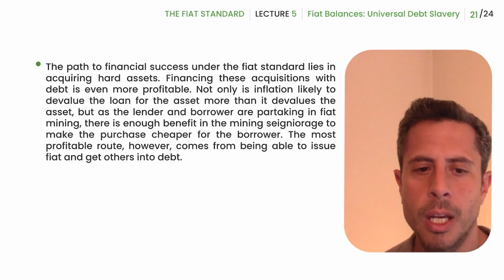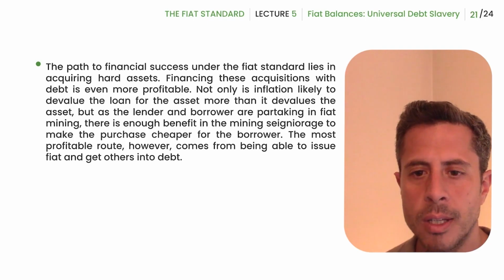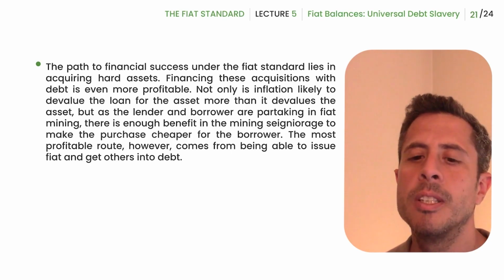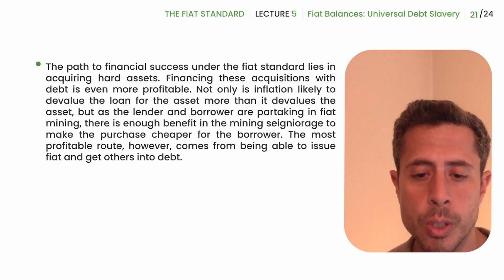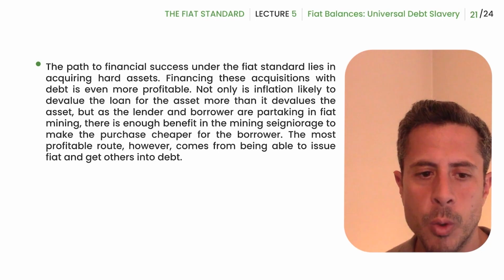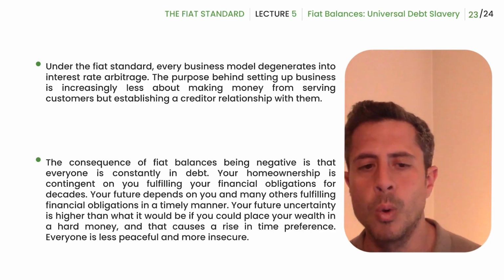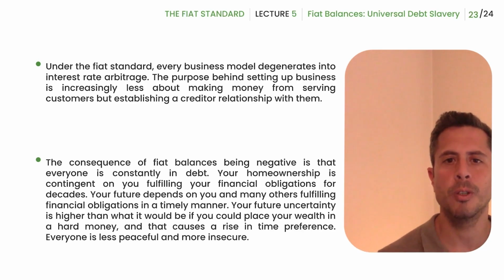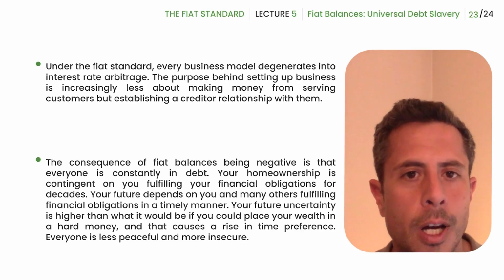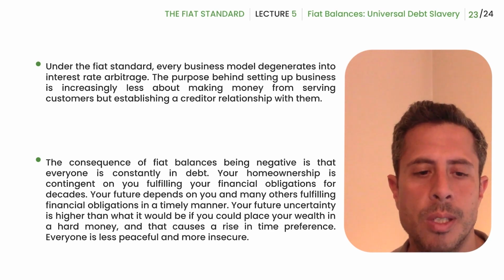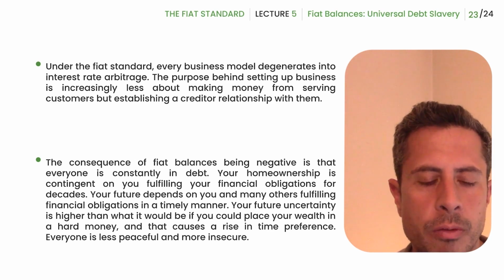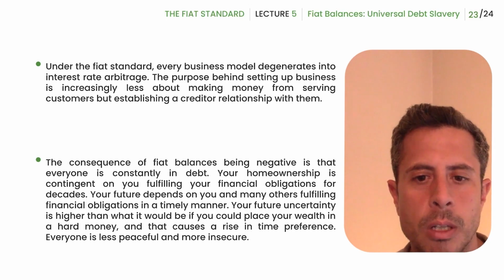Financing these acquisitions with debt is even more profitable. Not only is inflation likely to devalue the loan for the asset more than it devalues the asset, but as the lender and borrower are partaking in fiat mining, there is enough benefit in the mining seigniorage to make the purchase cheaper for the borrower. The most profitable route, however, comes from being able to issue fiat and get others into debt. And so that's why, under the fiat standard, every business model degenerates into interest rate arbitrage. The purpose behind setting up business is increasingly less about making money from serving customers, but establishing a creditor relationship with them.